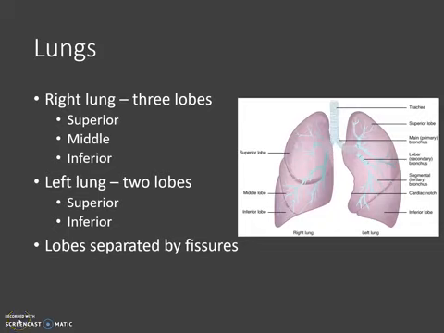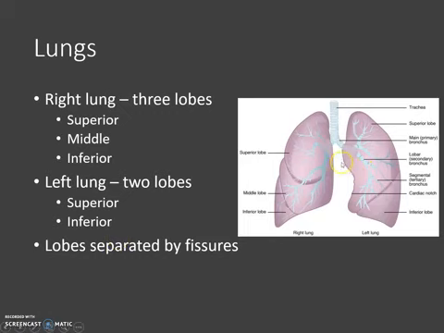The lungs are made up of more than one lobe of tissue. The right lung has three lobes called the superior lobe, middle lobe, and inferior lobe, and the left lung has two lobes, so just the superior and the inferior. And one reason why the left lung is a little bit smaller than the right lung is because there has to be space for the heart.